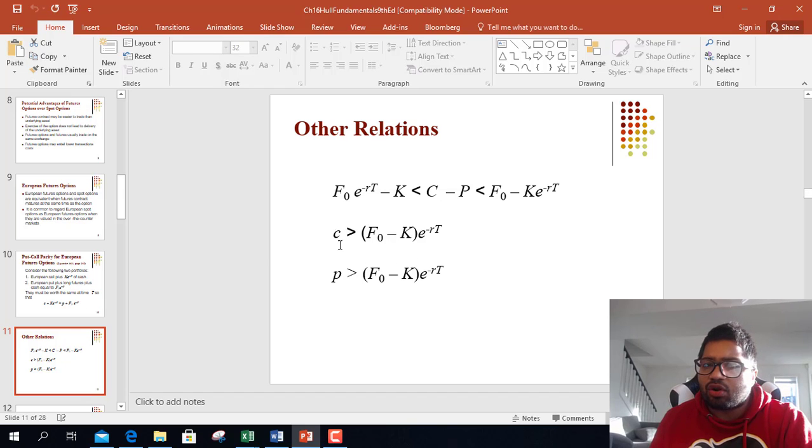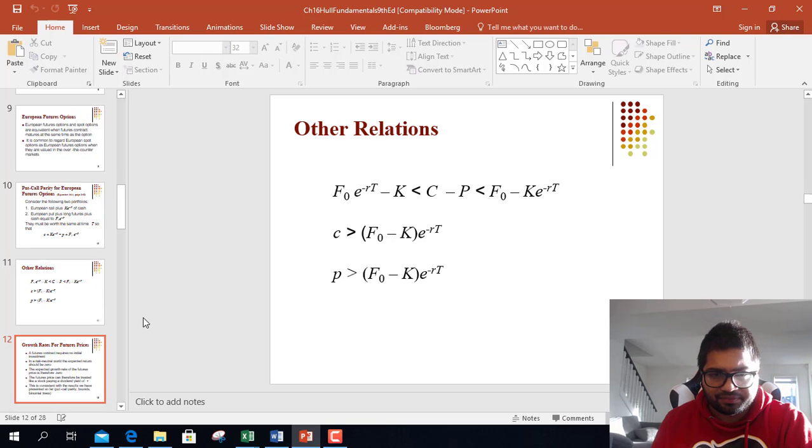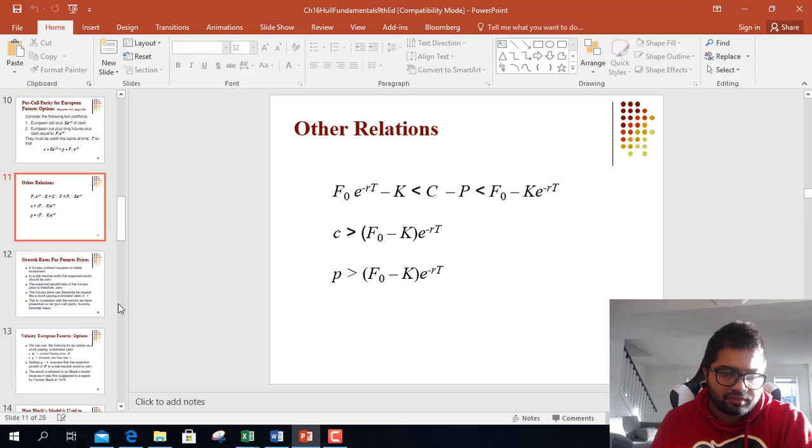Now based on that, the lower limit for call will be F0 minus K into e to the power RT, and the lower limit for put will be F0 minus K e to the power RT. Okay.